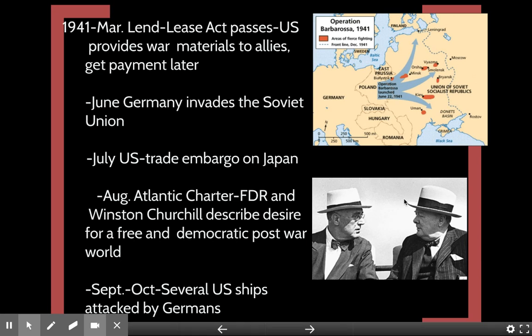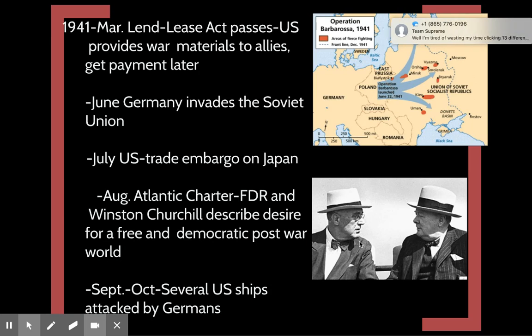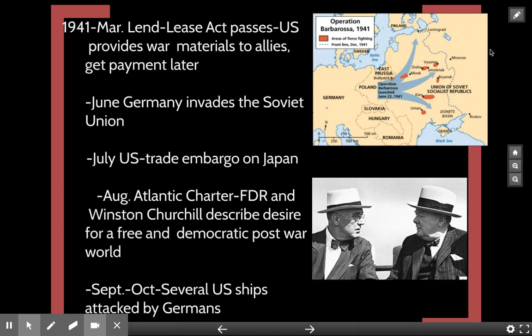But you have to keep in mind that most Americans do not want to be a part of this war. They still kind of see it as a European issue. And so as a result, we can't just go to war. Like, the Congress has to agree to it.